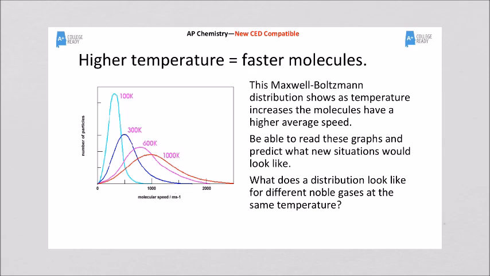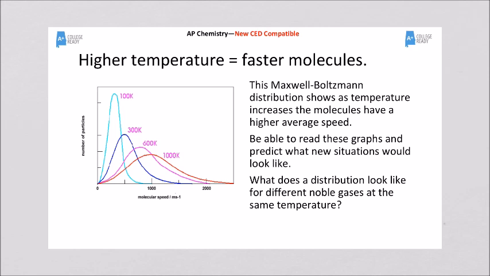And here's the Maxwell-Boltzmann distribution. This is a very common graph. Higher temperature means faster molecules. And I showed you another version of this in a previous, I think the part 2 PowerPoint, where we only had 2 lines on that.